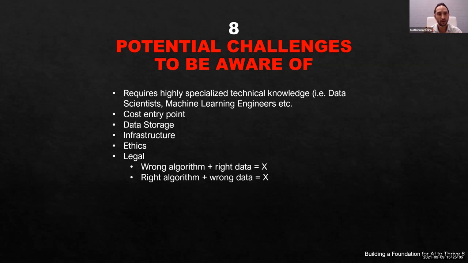And ethics can connect to legal challenges. So if you have the wrong algorithm and the right data it's paired with, you're going to have a problem, and it could lead to making a business decision that you really didn't want to make. If you have the right algorithm in your AI model, but you pair it with the wrong data, you're also going to be in a problematic situation. So it's important that you have both the right algorithm, tested along with the right data. And again, the right data goes hand in hand with making sure that you have quality data.